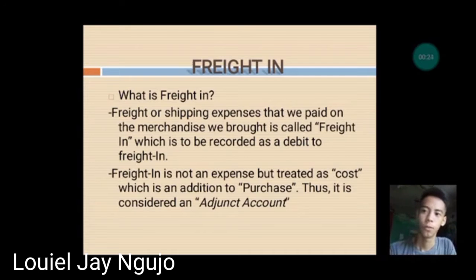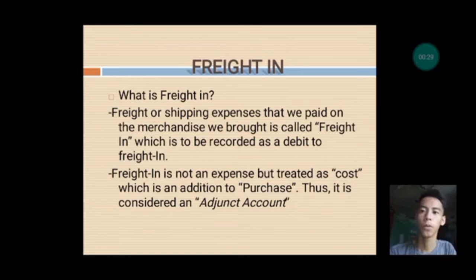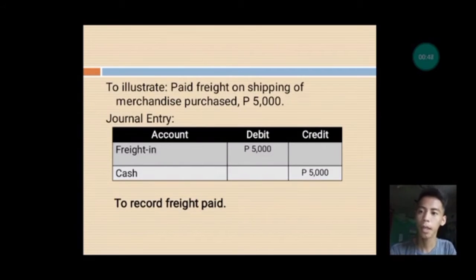Freight in, or shipping expenses that we paid on the merchandise we bought, is freight in, which is to be recorded as a debit to Freight In. Freight In is not an expense but is treated as a cost, which is an addition to purchases. Thus it is considered an adjunct account. To illustrate, paid freight on shipping of merchandise purchased is 5,000 pesos. So this is our journal entry: Freight In, debit 5,000, and Cash, credit 5,000.